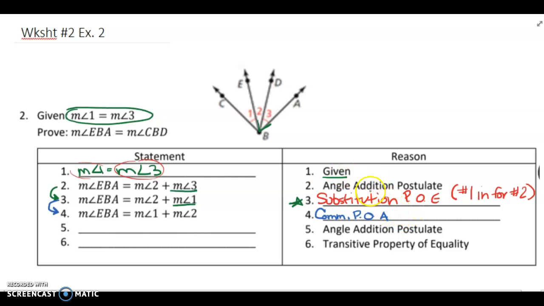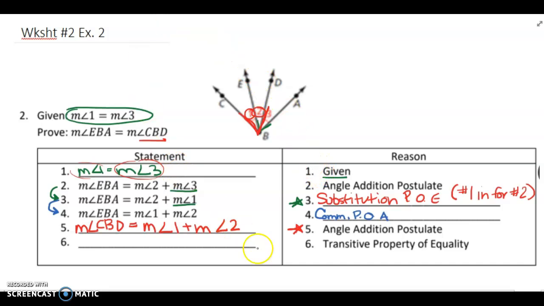Now number 5 tells me I need to use the angle addition postulate. I've already used the angle addition postulate to have EBA, so now I'm going to use it for CBD. Measure of angle CBD equals, using the angle addition postulate, how can we write the measure of angle CBD? We can rewrite that as the measure of angle 1 plus the measure of angle 2. So CBD equals 1 plus 2.